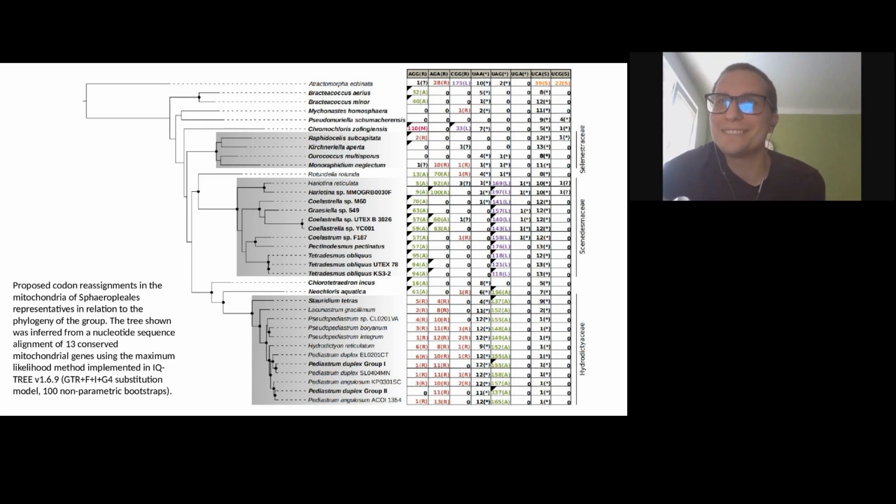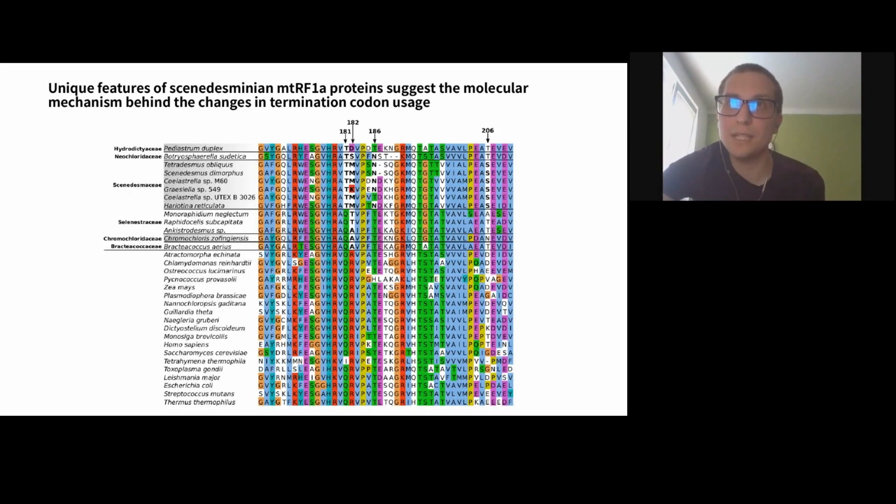So that said, okay, they didn't find this AGA. And the other thing is they didn't ask how it is possible that Sphaeropleales are able to recognize UAG. Because if you want to use this stop codon, there has to be something weird about the release factor. They also didn't ask about those alternative stop codons, and we did. So that's also something additional that we had in our paper.